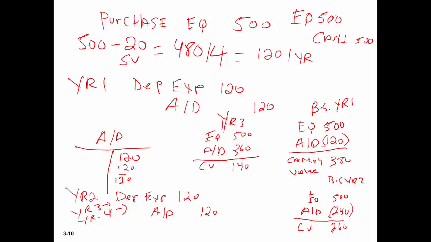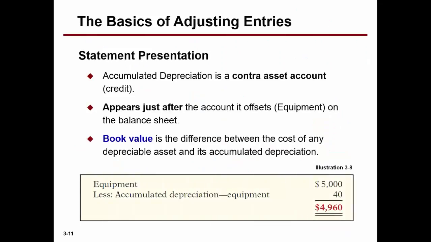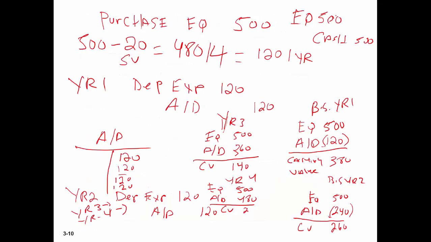Okay, and so I go ahead and I do year four. Is it 120 again? So now I prepare the year four balance sheet, and I have equipment of how much? 500. I have accumulated depreciation of how much? 480, and I have a carrying value on this equipment of what? Of $20, which is what I had estimated I could sell it for, right? With me so far?